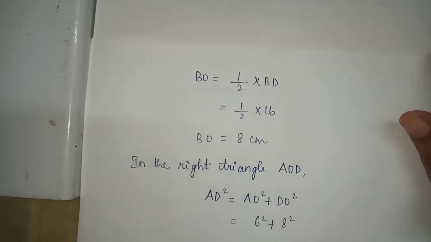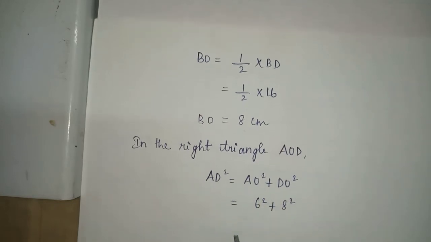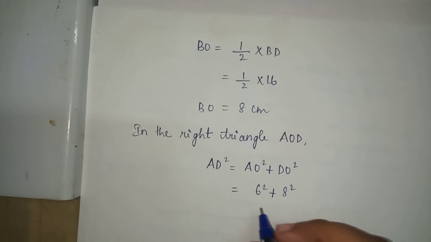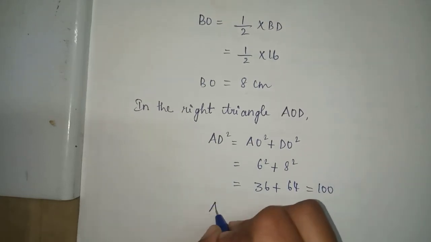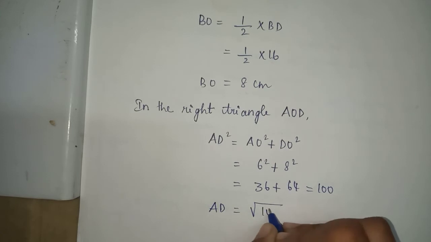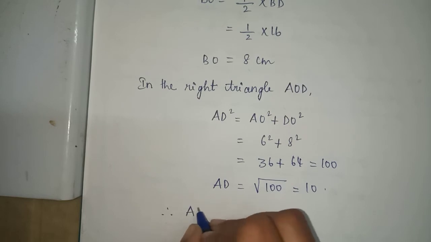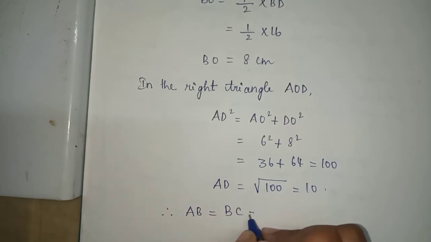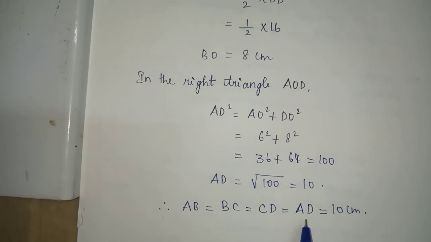In right angled triangle AOD, AD square is equal to AO square plus DO square. Which is equal to 6 square plus 8 square, which is 36 plus 64, you get 100. Therefore AD is equal to root of 100, which is 10. Therefore AB is equal to BC is equal to CD is equal to AD is equal to 10 cm, because all the sides of the rhombus are always equal.